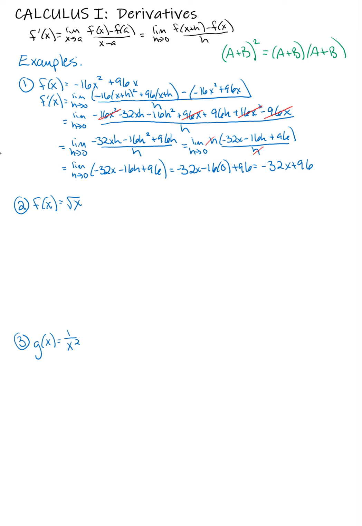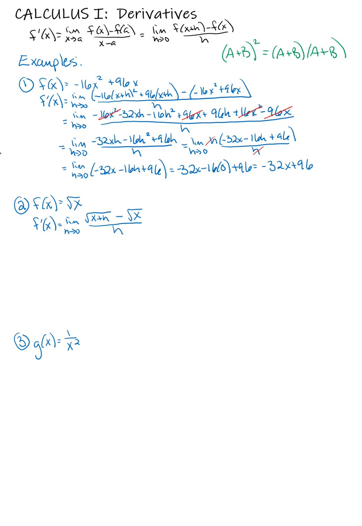All right. Let's take a look at example 2 here. F of x is equal to the square root of x. So we'll start by taking the limit as h approaches 0 of, again, using that f of x plus h there in the numerator. I'm going to write this as square root of x plus h minus f of x, that's just square root of x, and all that's over h. Again, make sure you see where that comes from up there.